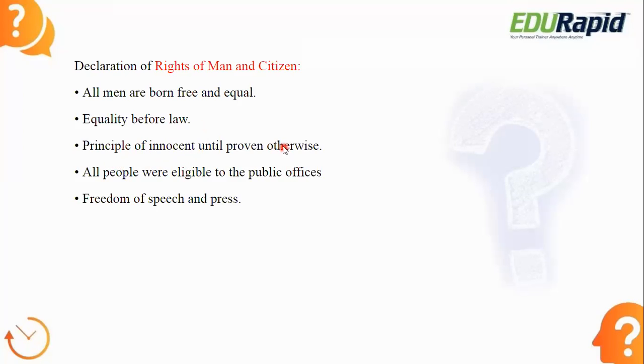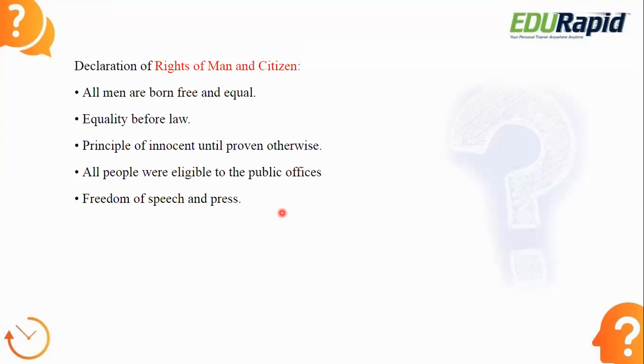Next, the principle of innocent until proven otherwise. Next, all people were eligible for public offices irrespective of their classes. Such a clause was there. Next, freedom of speech and press, a very important one. The freedom of speech and press, freedom of expression, freedom of life, liberty. All those things they included in the Declaration of Rights of Man and Citizen. Through this the French Revolution came to an end.